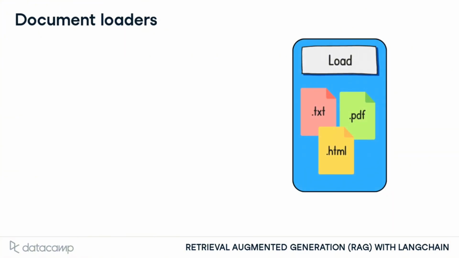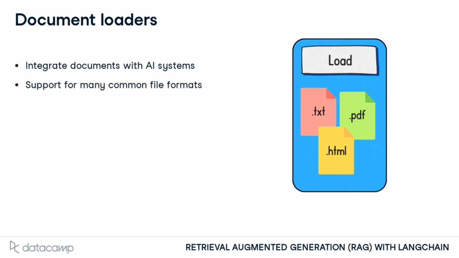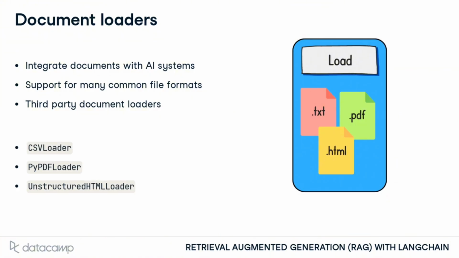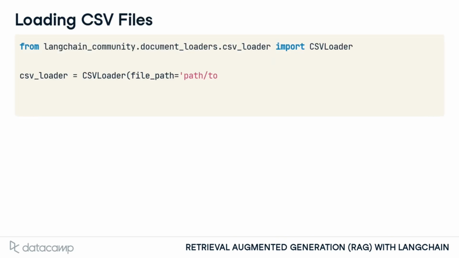LangChain document loaders facilitate the integration of documents into AI systems. These loaders handle various file types, including standard formats like CSV and PDFs, as well as specialized formats supported by third-party providers such as Amazon S3 files, Jupyter Notebooks, and audio transcripts. In this video, we'll cover how to use document loaders to import CSV, PDF, and HTML files into LangChain. Let's start by loading CSV files using CSVLoader.